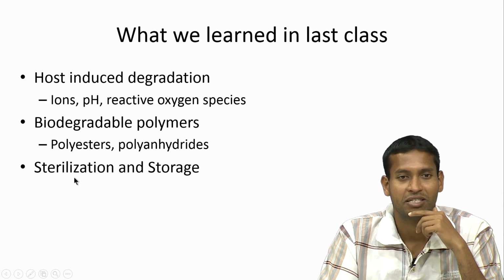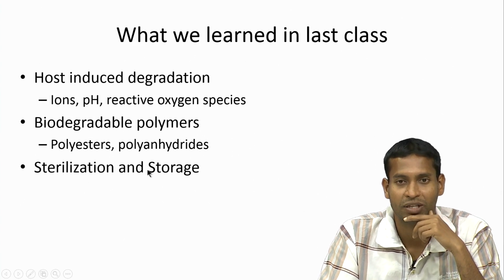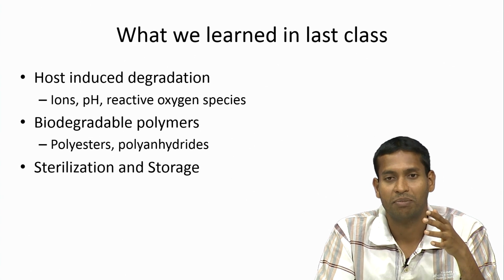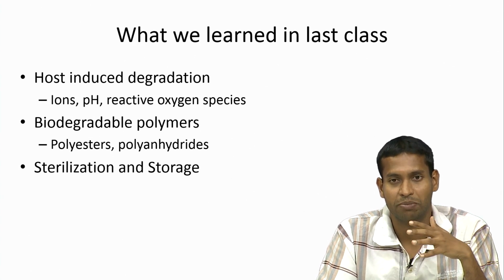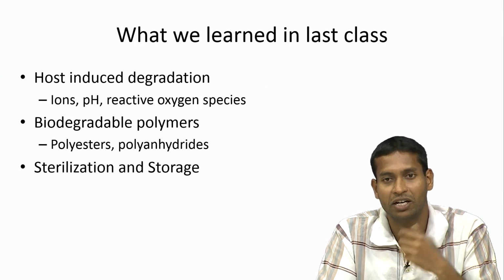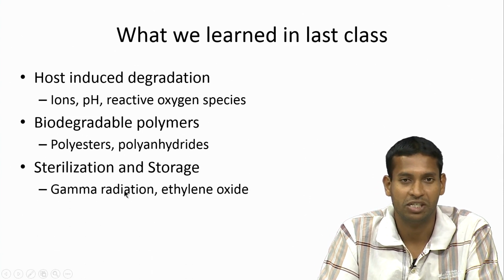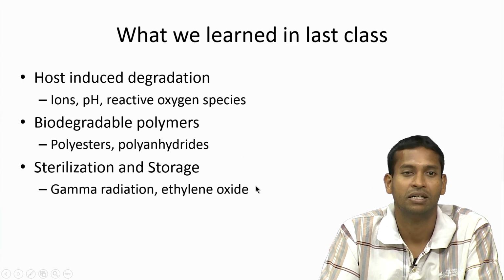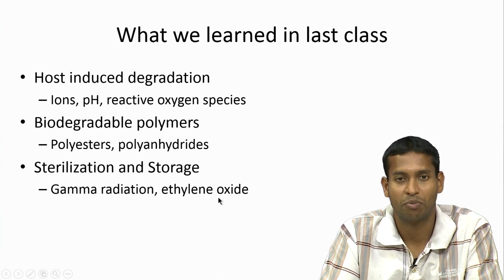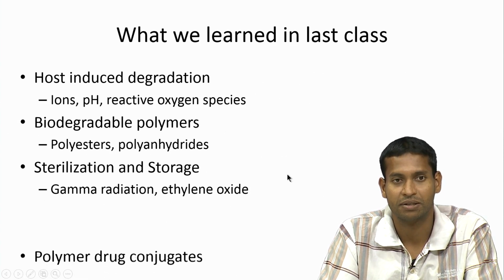Another thing we discussed is sterilization and storage. So how to store them? You want to store them in an environment which does not have too much moisture, because that can cause hydrolytic degradation to occur. And sterilization, again we talked about gamma radiation, ethylene oxide, especially in cases where the heat will not work. So those become important when you get to these modified and innovative systems.